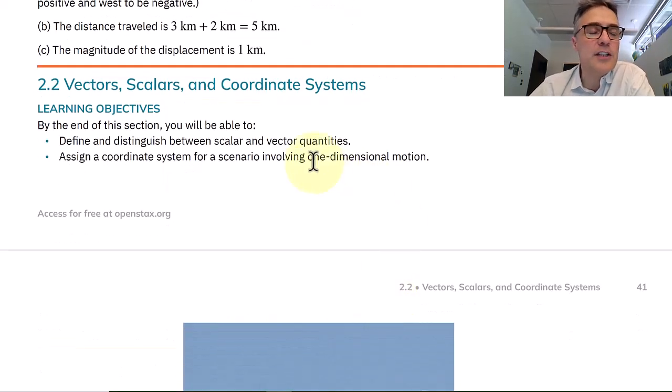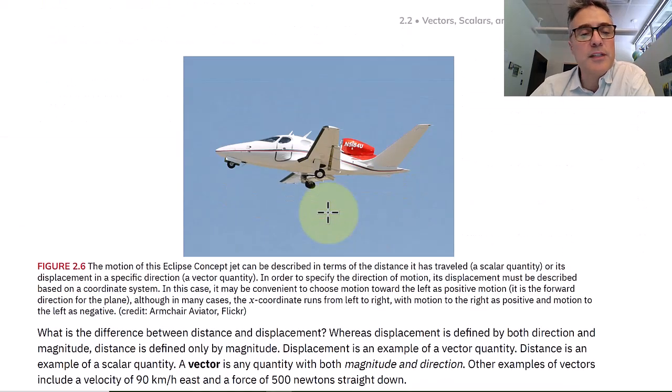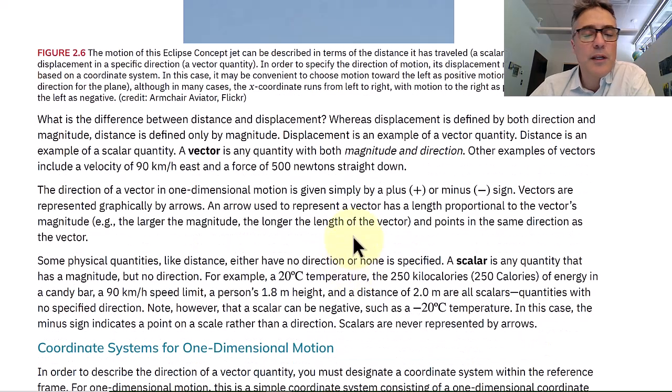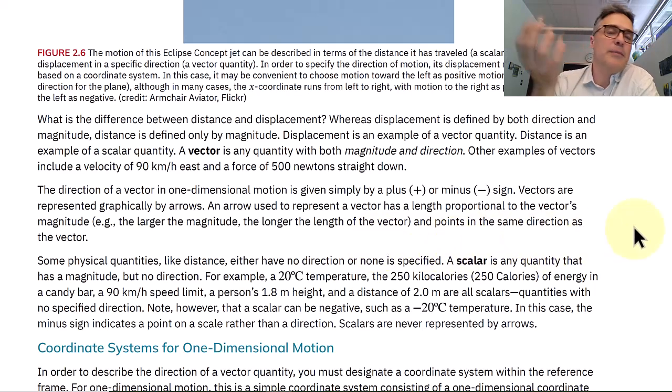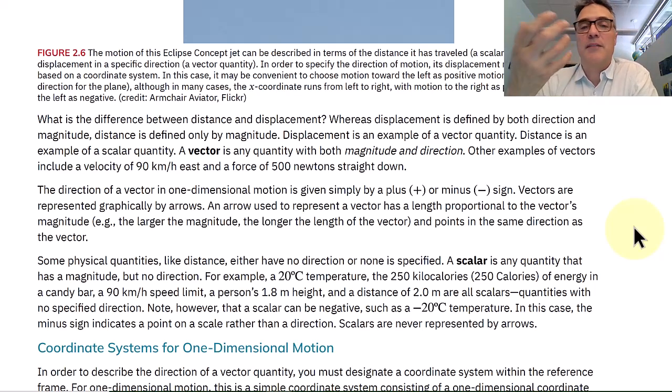And then say section 2.2 is about vectors, scalars, and coordinate systems. This is about using this plus or minus to indicate direction in one dimension. So there's sort of a difference. We'll talk about this a lot more when we get into chapter 3, but we say that a scalar is a quantity that has a magnitude, a size, but no direction. And that's typically what you type in a calculator.